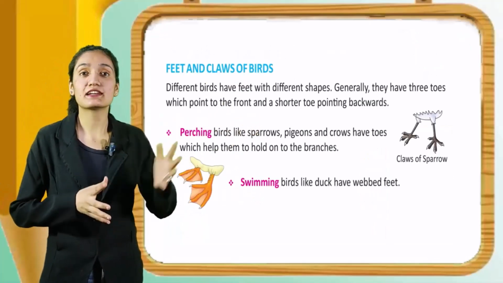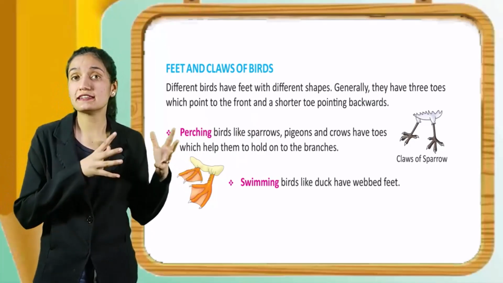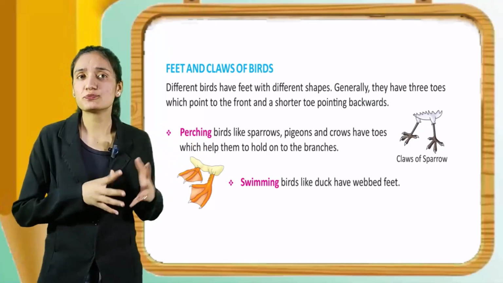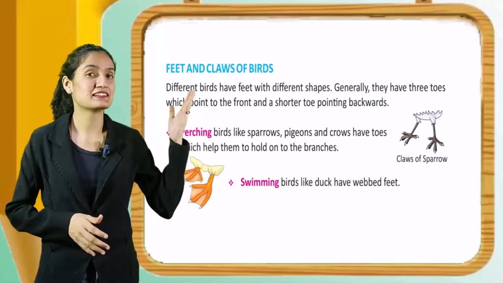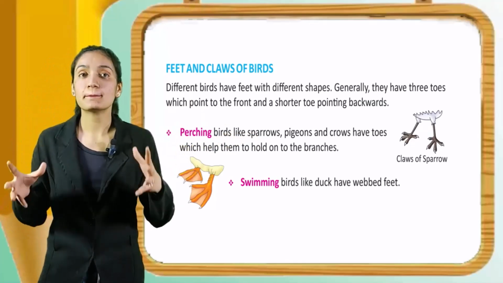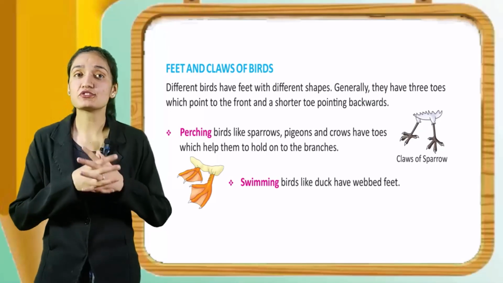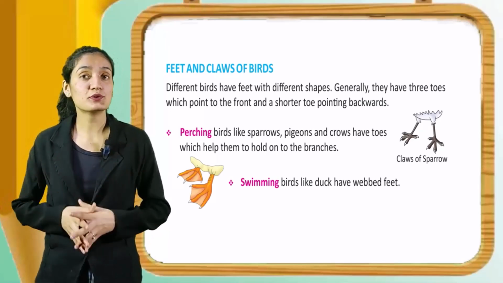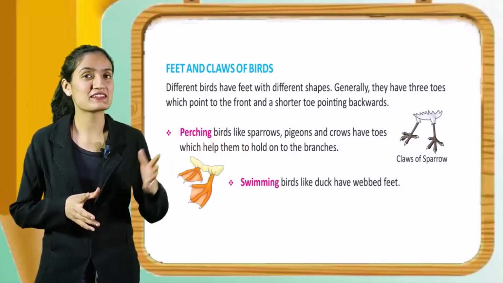Now feet and claws of birds. Different birds have feet with different shapes. Generally they have 3 toes which point to the front and a shorter toe pointing backwards. Perching. Perching birds like sparrows, pigeons and crows have toes which help them to hold on to the branches. Here you see claws of sparrows.